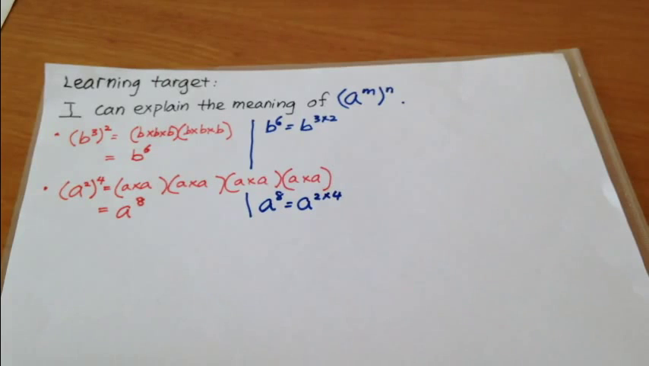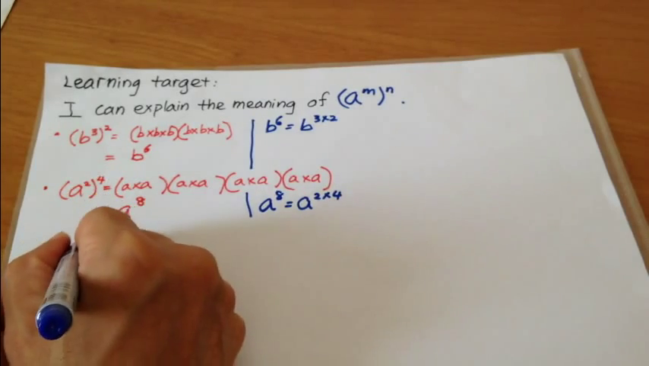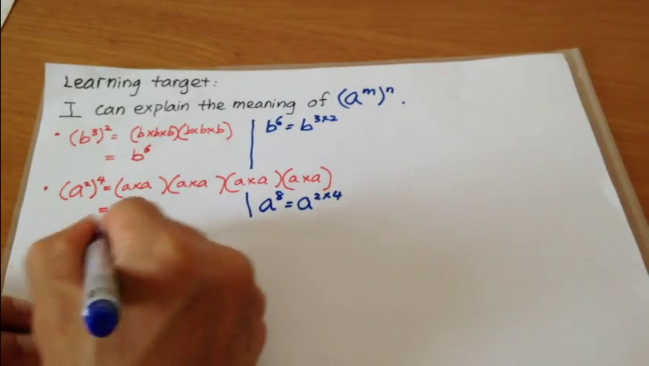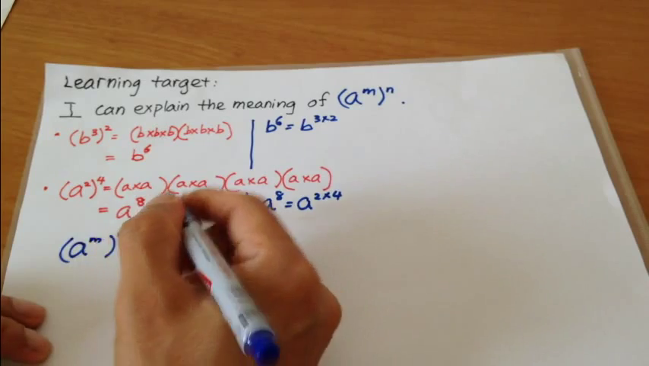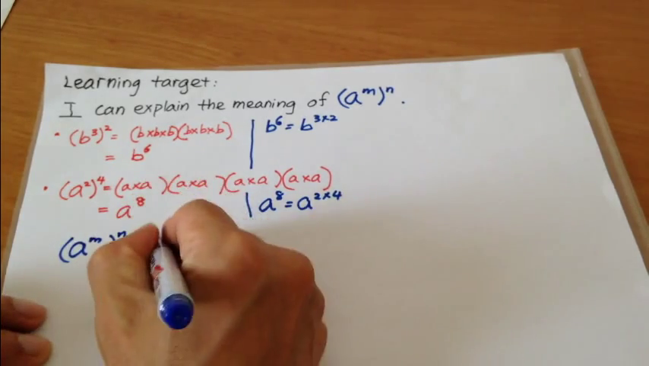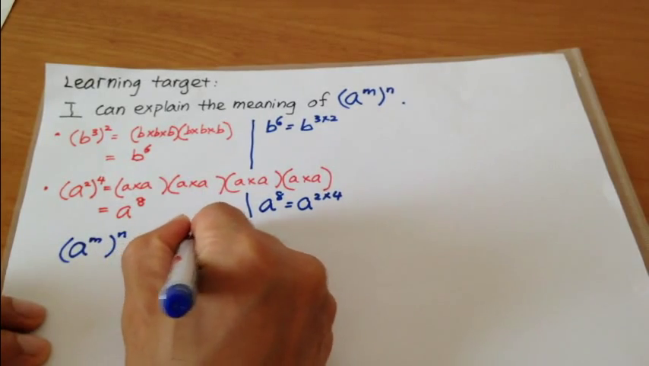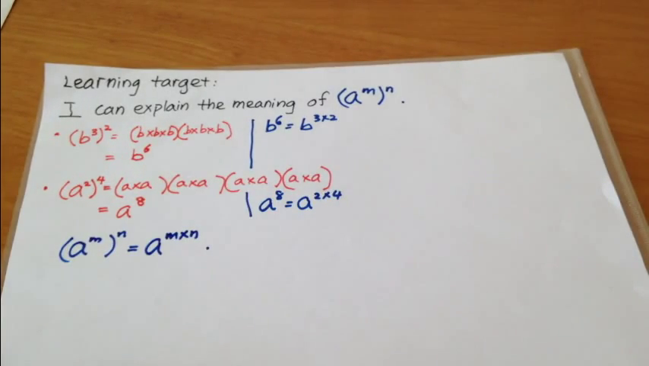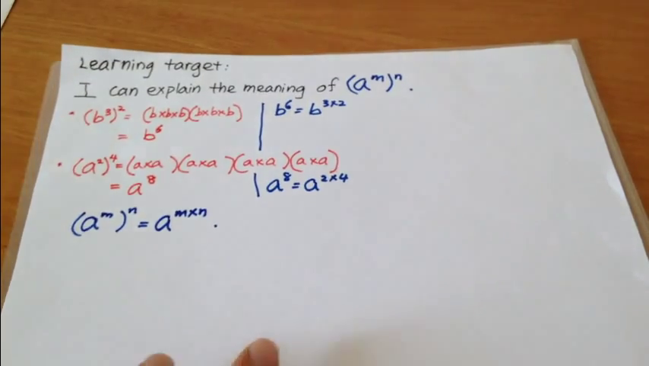So now, can you see a summary from this observation? Or you can come up with a conjecture. A conjecture is a statement that you make, a guess that you make based on observation. So I probably will make a conjecture like this: if I have a to the power of m raised to the power of n, then the conjecture would be a to the power of m times n. Very good.